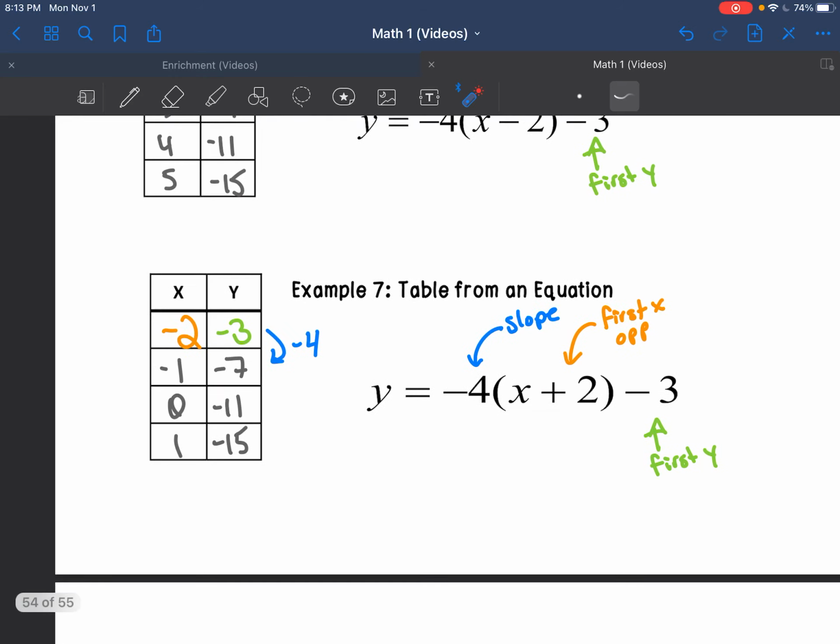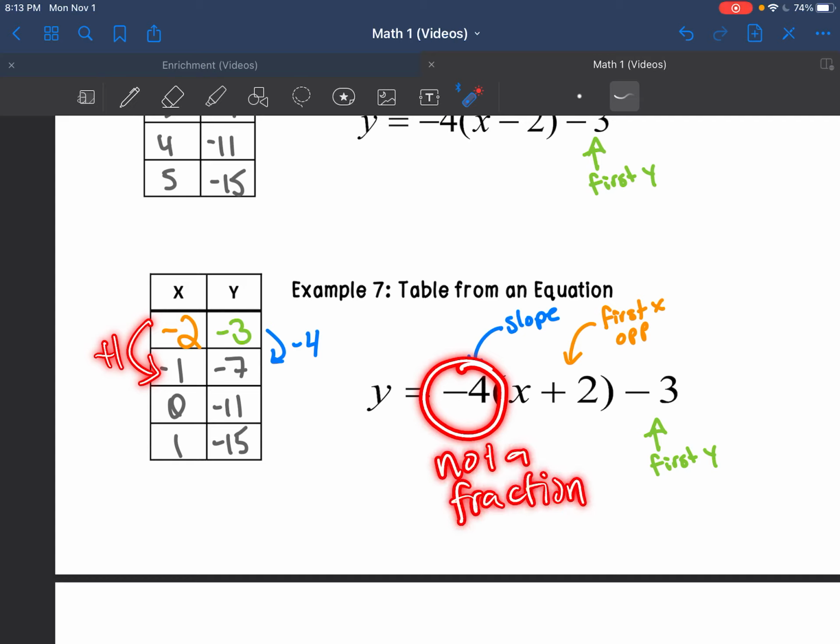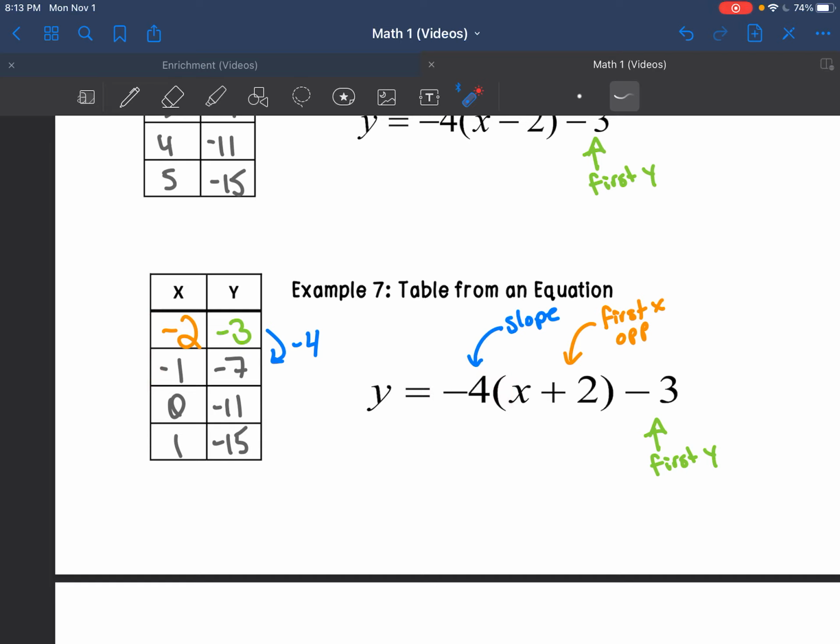Example 7, slope's negative 4, so we subtract by 4 down our table. First x says it's a positive 2. No, no, liar. It's a negative 2. Negative 3 is our first y. He's good. So we got a negative 3. And then our y's repeat from example 6, but again, for the x's, we're adding by 1 because, again, our slope's a nice number. It's not a fraction. So that means we can add by 1 down the x side. So we have negative 2 plus 1 is negative 1. Negative 1 plus 1 is 0. 0 plus 1 is 1.